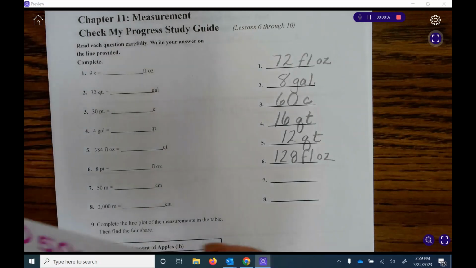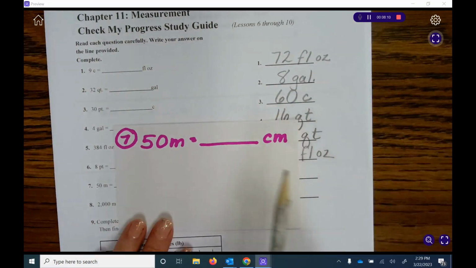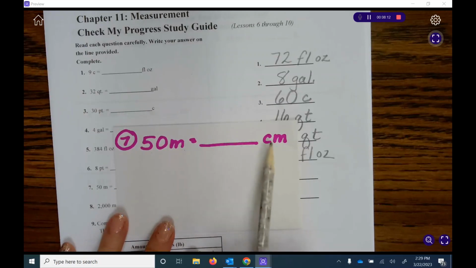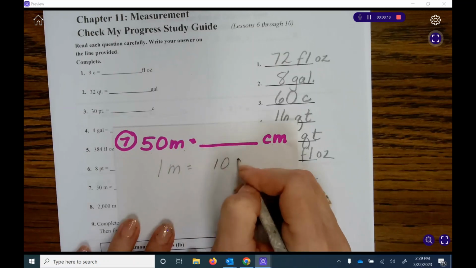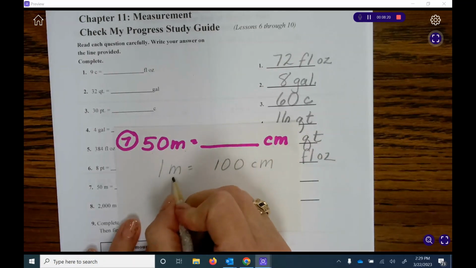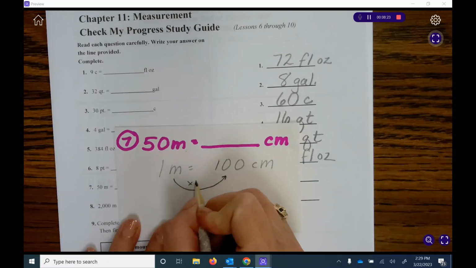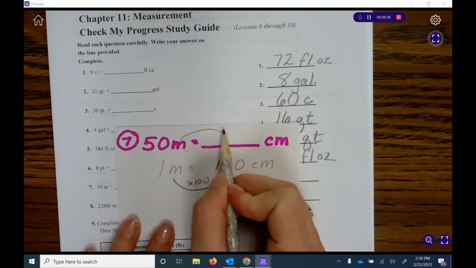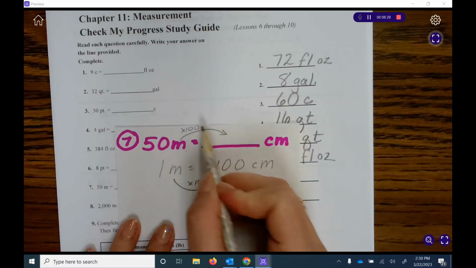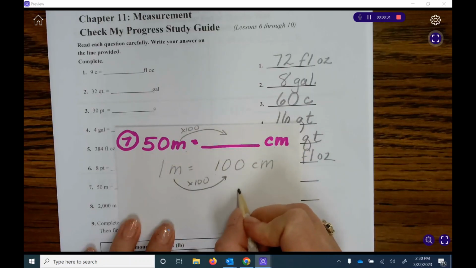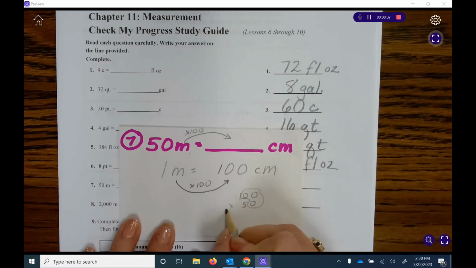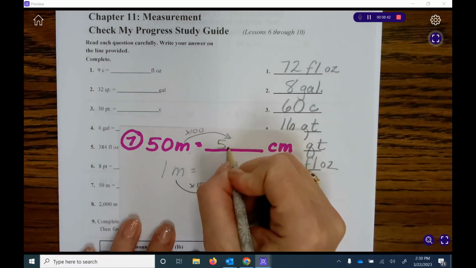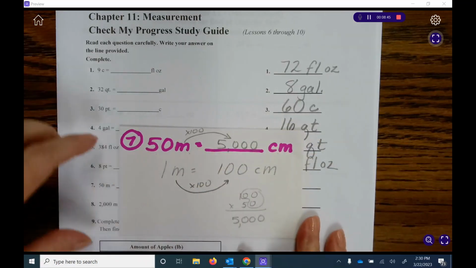Question number 7. We have 50 meters and we're going to be converting that into centimeters. We know that 1 meter equals 100 centimeters. To get from meters to centimeters, we're multiplying by 100. So we have to multiply 50 times 100. And that would be 5 and 3 zeros. So that's 5,000 centimeters.